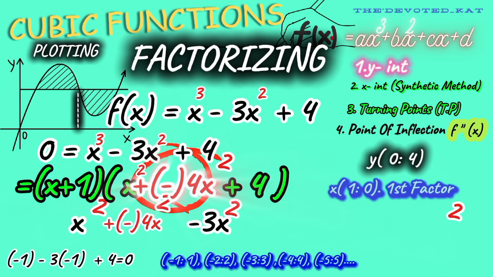So negative 4x squared plus x squared will give us this 3x squared here.